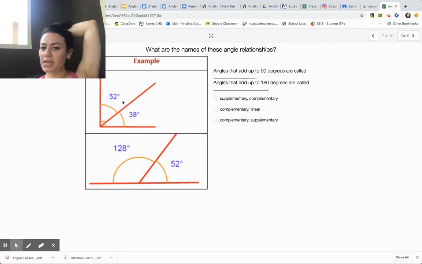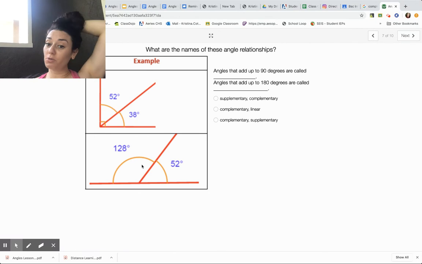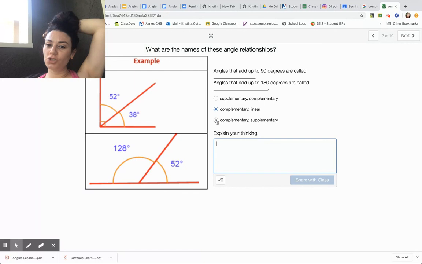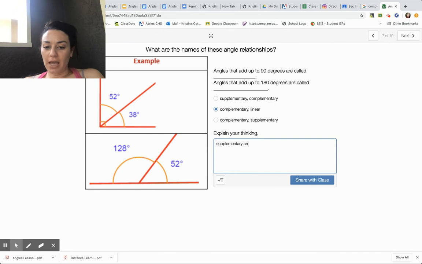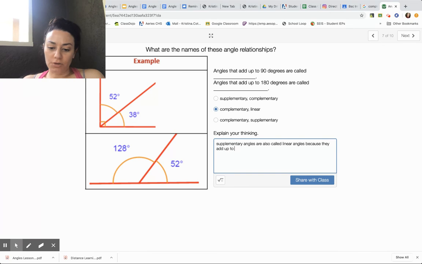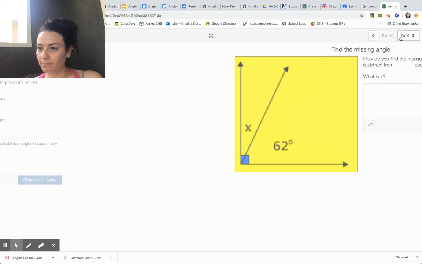Okay, when we look at these, are these angles supplementary or complementary? They're complementary, right? And then these ones could be called linear. They could also be called supplementary. So both of these choices are right. I don't know if it allows you to do both, but both of them are right. Whatever you choose, your thinking could be, supplementary angles are also called linear angles because they add up to 180. Okay, awesome. Let's keep going.